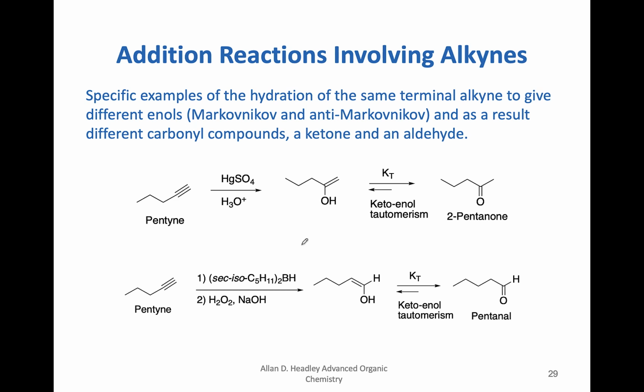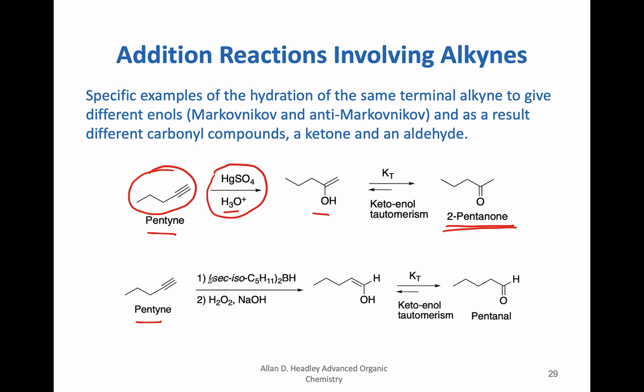So as a summary, what we have here is, again, two molecules, the same. The only difference here is the reagents that are used. Using mercury as a catalyst, adding water, and of course acid, we get here the Markovnikov addition for the enol, which tautomerized to give this as the product, the pentanone. So you can see we're transforming this pentyne into pentanone.